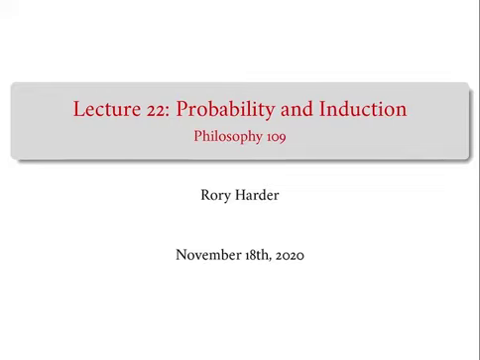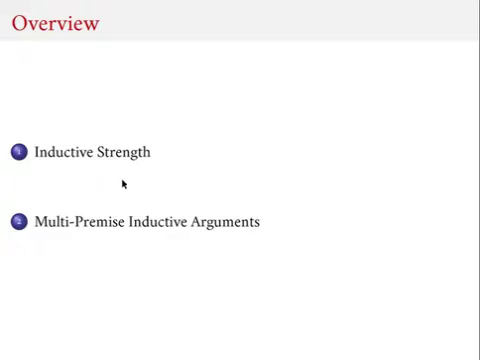So in the first video, I'm going to be talking about inductive strength, which is how we can give a precise characterization of what it means for an argument to be good in the inductive or probabilistic sense. And then in the next video of this lecture, I will consolidate some of the topics from Monday's lecture, where we use Bayes' theorem with multiple conditions to make sense of how we can talk about inductive arguments with multiple premises. So let's begin with inductive strength.